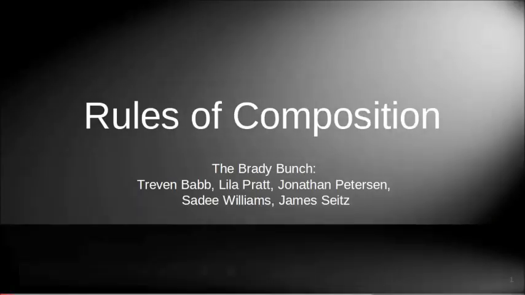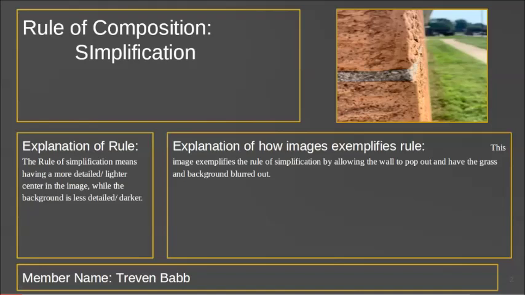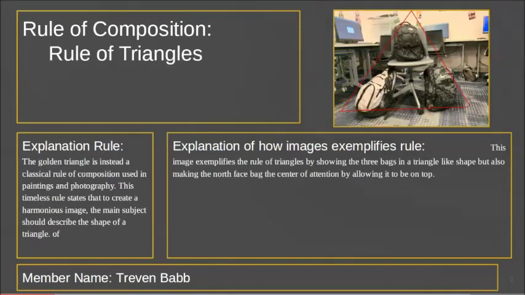Rules of composition by the Brady Bunch. Simplification. The rule of simplification means having a more detailed or lighter center of the image, while the background is less detailed or darker or sometimes blurred. This image exemplifies the rule of simplification by allowing the wall to pop out and have the grass in the background blurred out. Rule of triangles.